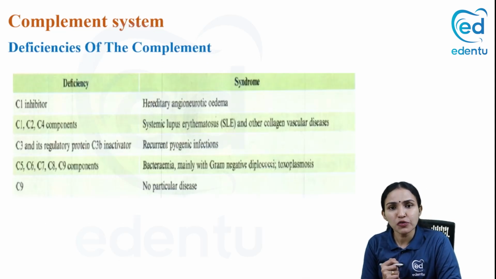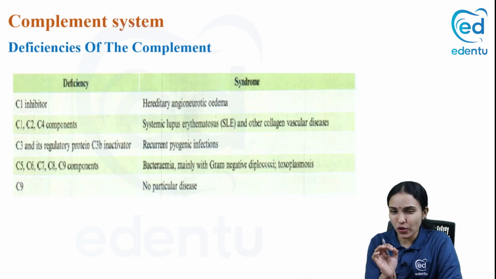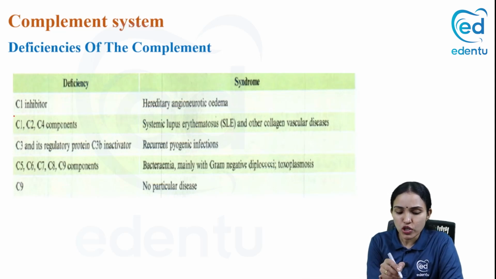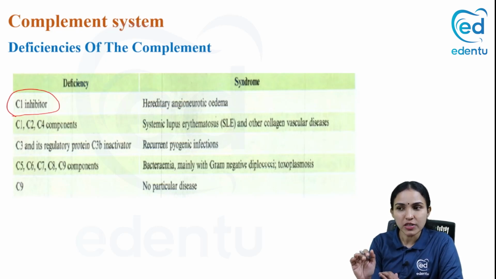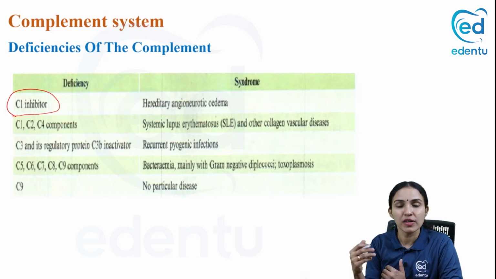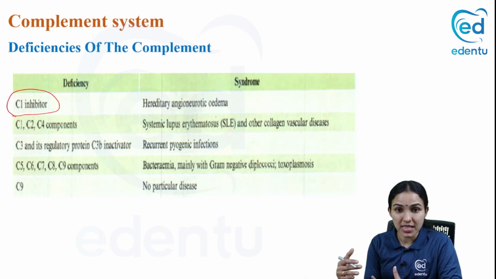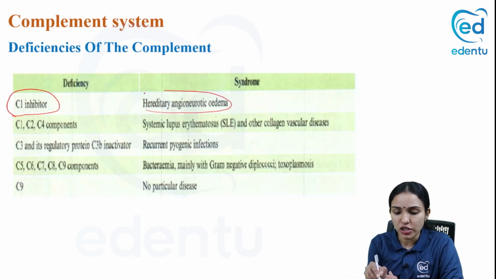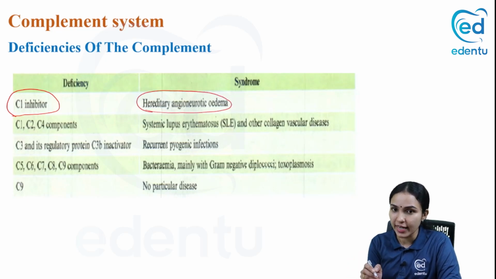Finally, deficiencies of complement. One or two things you have to remember. Suppose you have a C1 inhibitor deficiency, the inhibitor which is keeping C1 action in check. If this inhibitor is deficient, C1 will always get activated, which will lead to enhanced complement cascade activation that can lead to enhanced inflammation and enhanced anaphylotoxin release, which will lead to a condition called hereditary angioneurotic edema. So hereditary angioneurotic edema is due to unwanted triggering of the complement cascade due to C1 inhibitor deficiency.